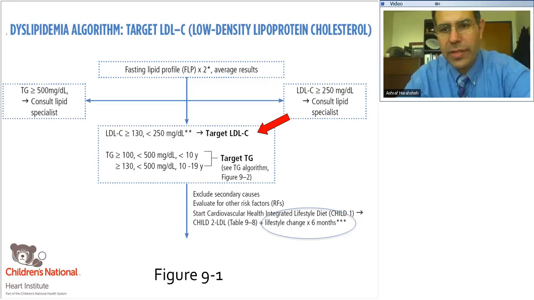Figure 9.1 describes what to do with a patient who has an elevated lipid profile. It specifically divides the patients into those with elevated LDL cholesterol and those with elevated triglycerides. And there are specific therapies for the two different lipid disorders. Generally speaking, first-line therapy is always therapeutic lifestyle changes for at least 6 months.